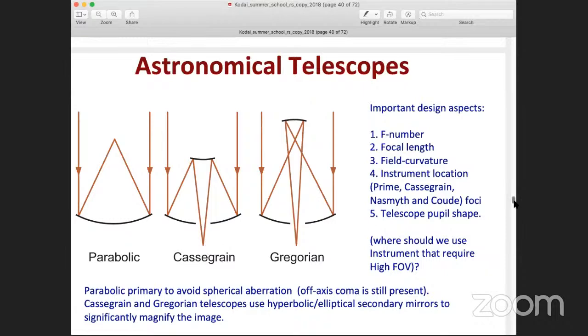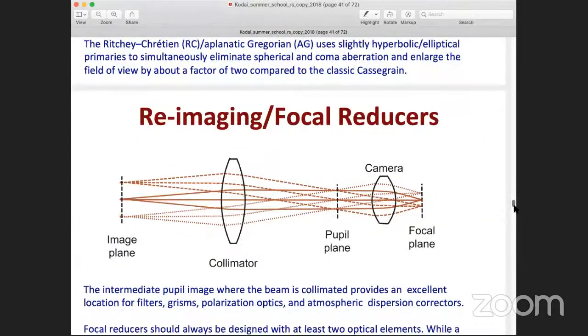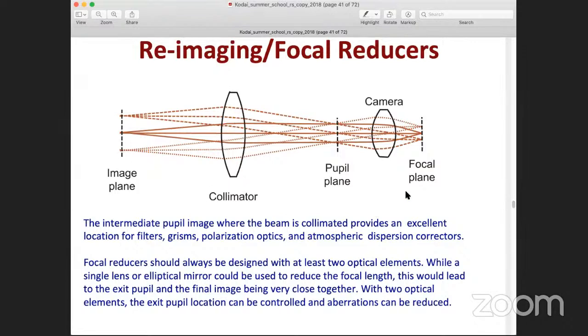And when we put a backend instrument, we need to re-image the telescope focus to the actual focal plane with a combination of lenses. What I have shown is a re-imaging system with a combination of two lenses. Usually they are called the collimating lens and the camera lens. This is the image plane from the telescope, and I have put a lens whose focal length is exactly this distance from the image plane. So the rays going on axis, after the collimating lens, go parallel.